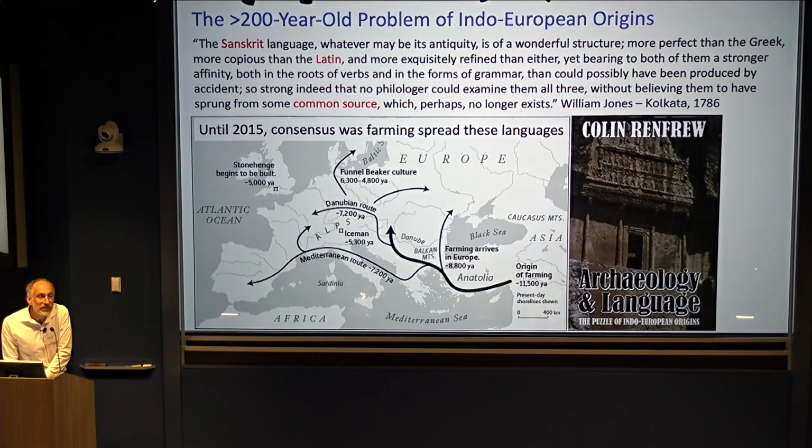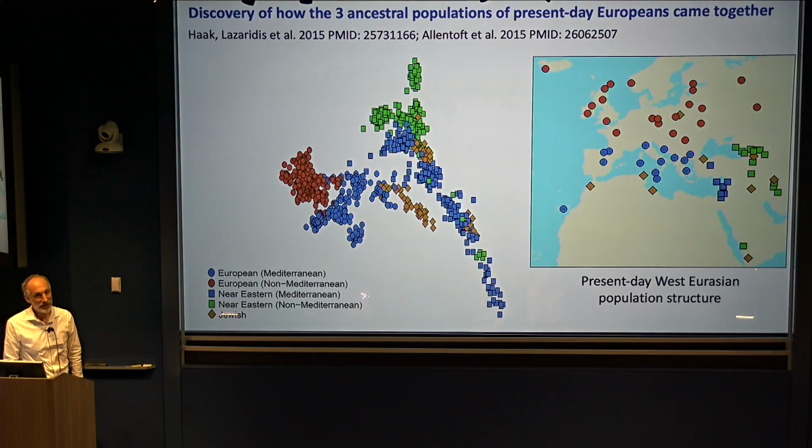Until 2015, the primary view was that this was due to the explosive spread of agriculture out of the Middle East, where agriculture is invented for the first time anywhere in the world about 12,000 to 11,000 years ago. It spreads into Europe about 8,500 years ago, at the same time as it spreads eastward into Iran and ultimately into India. We know how it spread. It's a complete economic revolution. And the thought was that this would have spread these languages. So then the ancient DNA revolution happened, and we found that that really was unlikely to be the case.